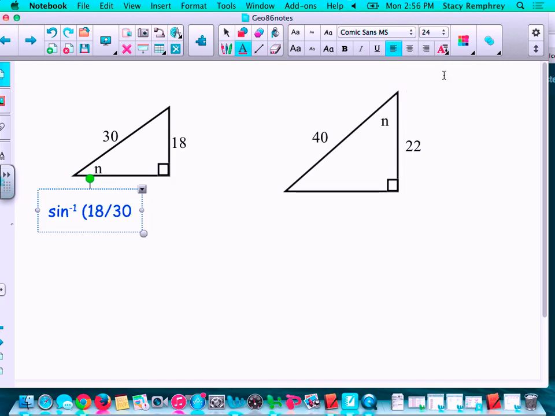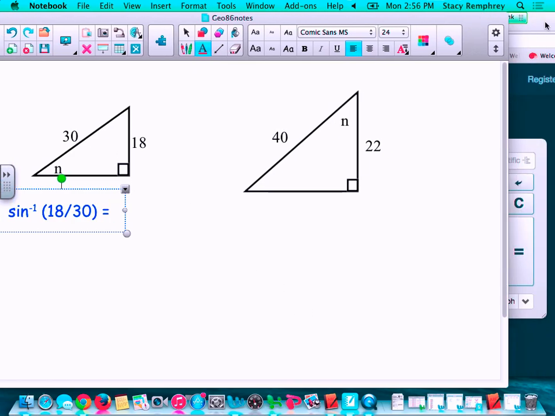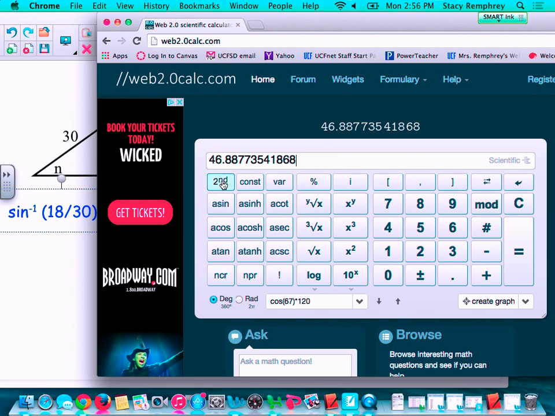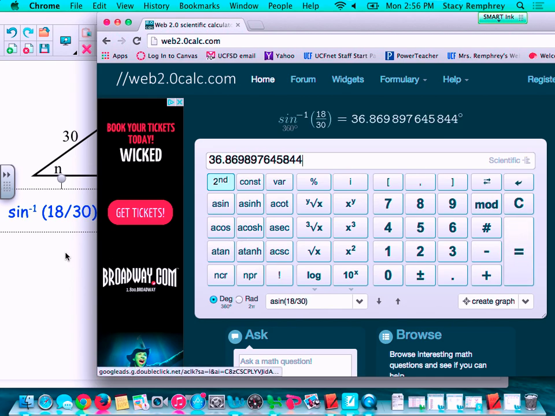Of 18 over 30, because that's the opposite over the adjacent. So again, we're telling the calculator which angle goes with this side. So I'm going to do, hold on, let's clear this. Do the inverse sine of 18 divided by 30. You can see here, inverse sine of 18 over 30 equals about 37 degrees.